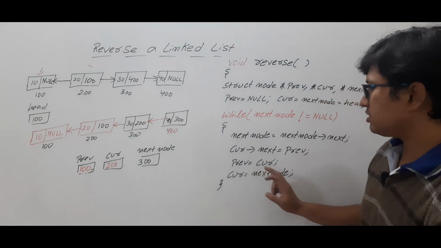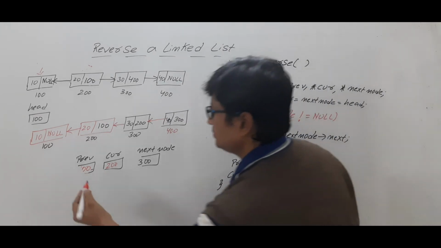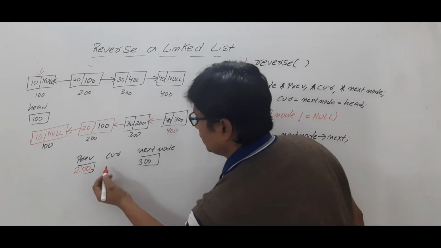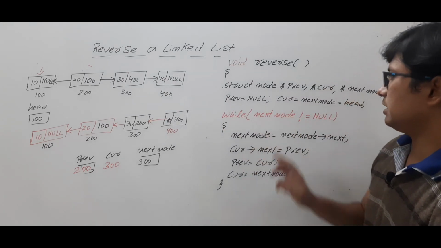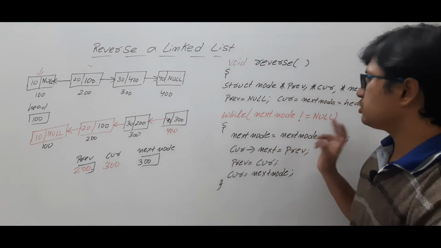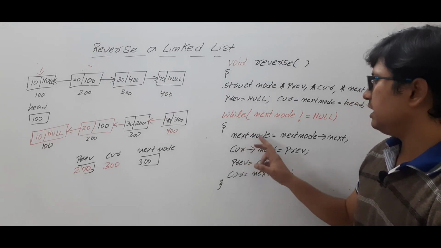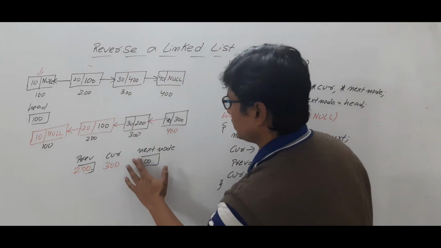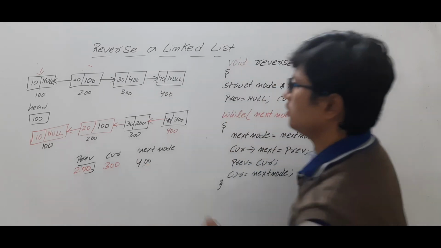This is done. Now previous is equal to current. So here you will get the value as 200. Then current is equal to next node. So here you will get the value as 300. Are you able to understand? Now again you will check the condition. Next node not equal to null. Next node has the address 300, which is not equal to null. So this condition is true. Then you have to execute these 4 statements. Next node is equal to next node of next. 300 of next is 400 that you are assigning to this next node. So you are getting 400 here. Are you able to understand?